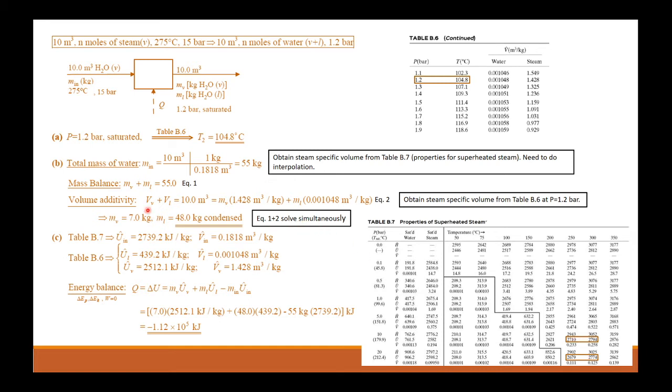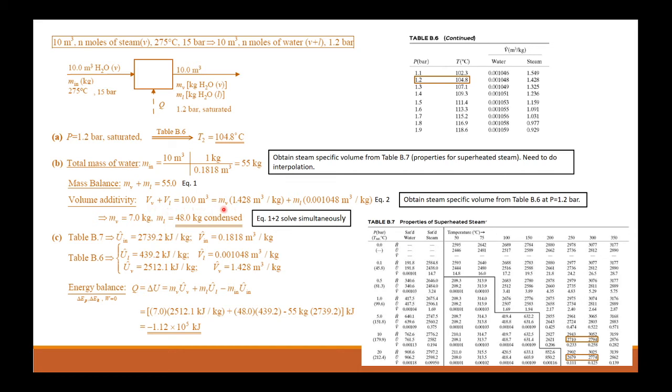Alright, then we know that mv plus ml is equal to 55 kg, after we convert the volume of the water to kg using the specific volume, we get 55 kg. So what goes in must come out. This is just condensation. So you will have mv plus ml equals 55 kg. Then we can use the volume to do the balances, where the volume at vapor phase and the volume at liquid phase equal 10 meter cube.